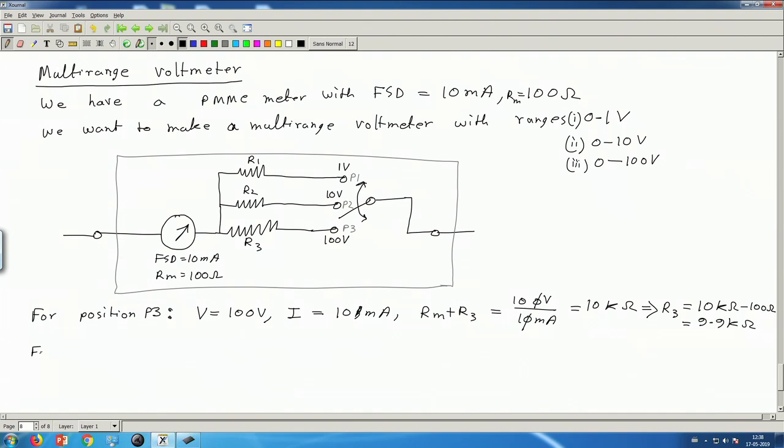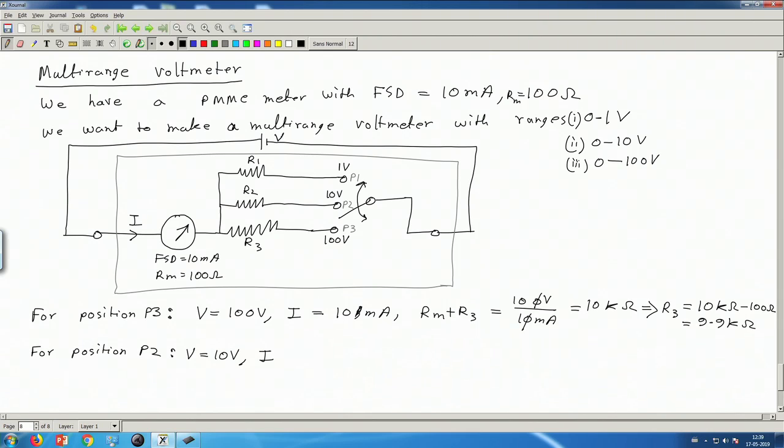Now similarly for position P2, we want full scale deflection current to flow when the voltage applied is 10 volt. So here V will be 10 volt, and the current I should be 10 milliampere. That means Rm plus R3 should be 10 volt divided by 10 milliampere, which means 1 kilo ohm. This will imply R3 equals 1 kilo ohm minus Rm, which is 100 ohm. So this will be 0.9 kilo ohm.